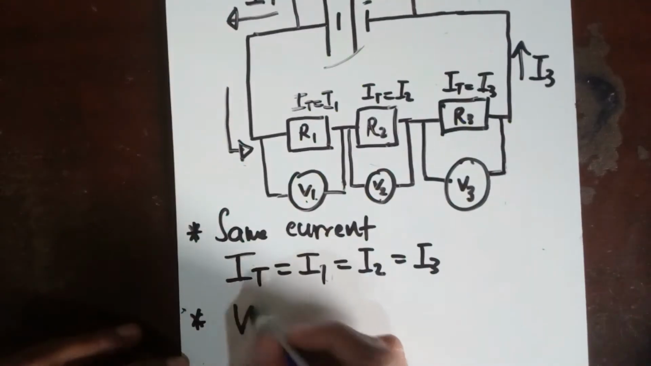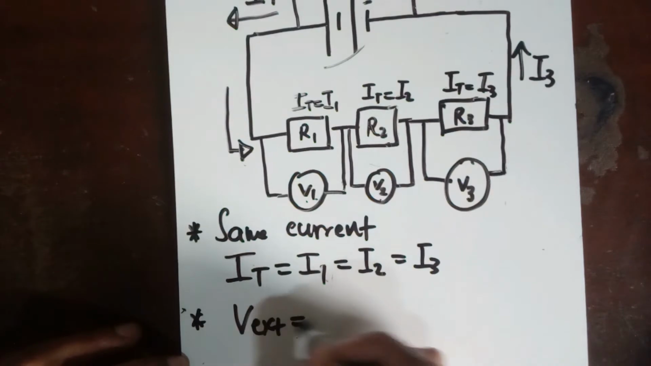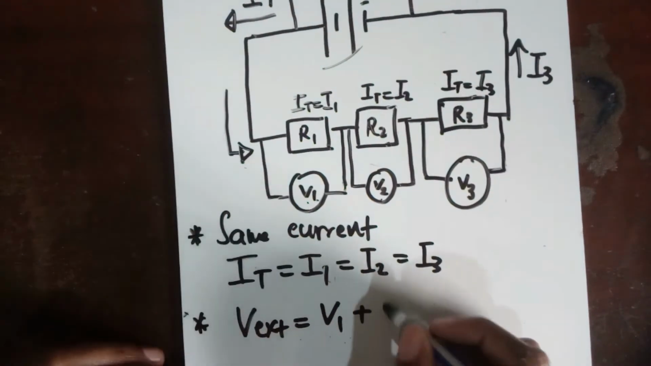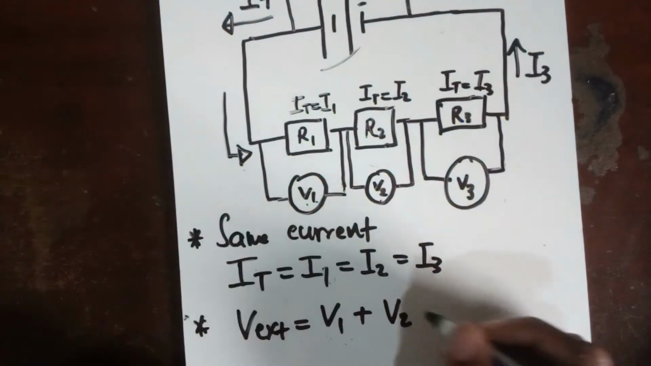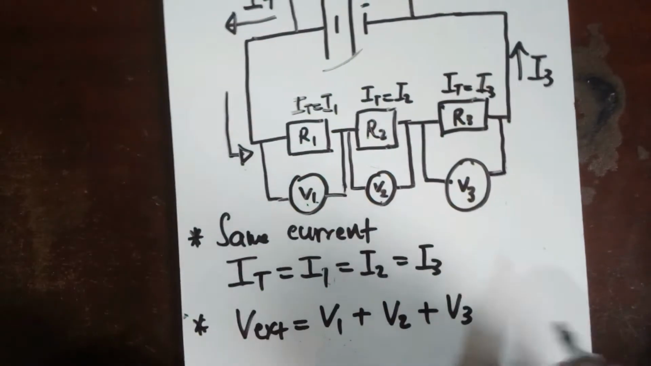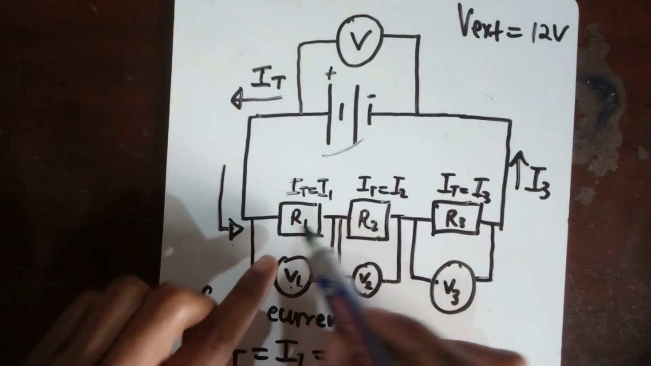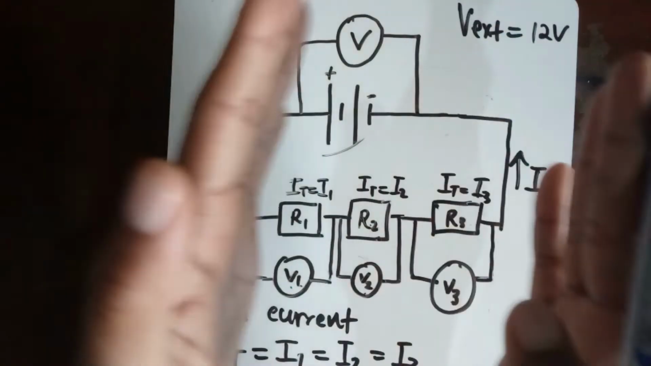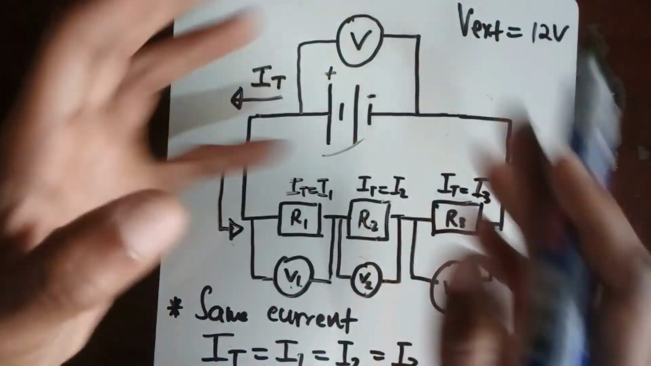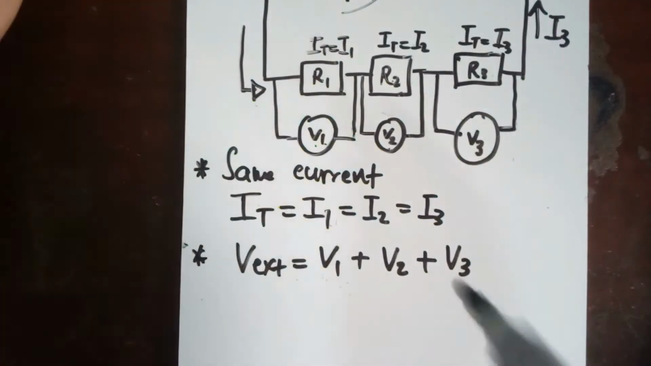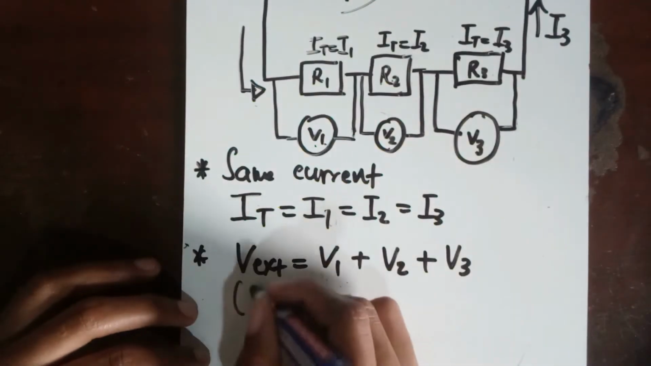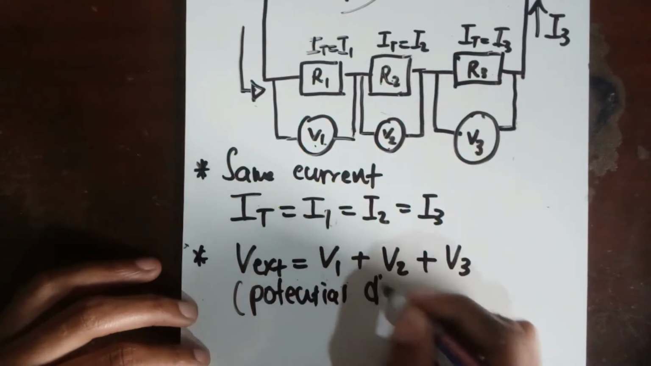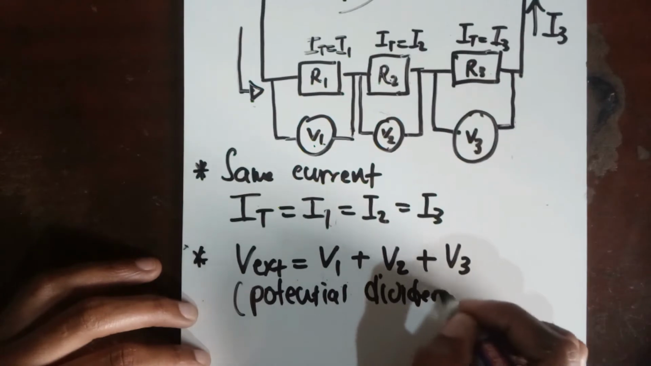So what do I mean? I mean that V external will actually be V at resistor 1 plus V at resistor 2 plus V at resistor 3. So these resistors would split the voltage. We call them potential dividers. So they would split the potential. So they are called potential dividers. So that is an important thing to know.